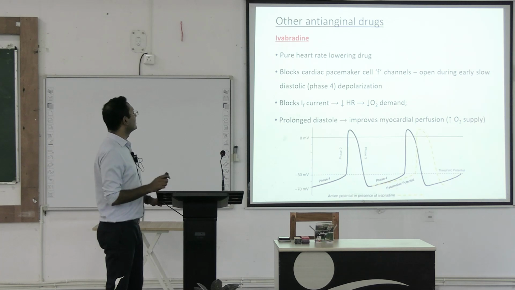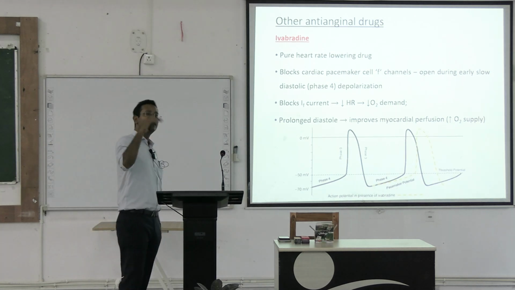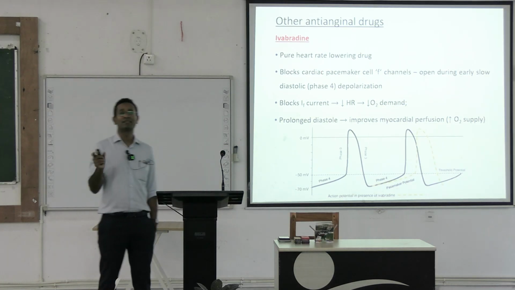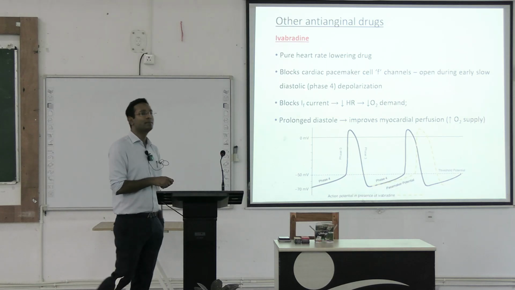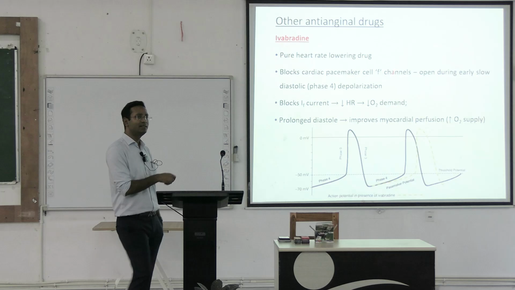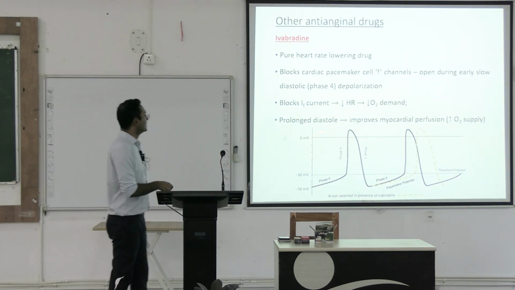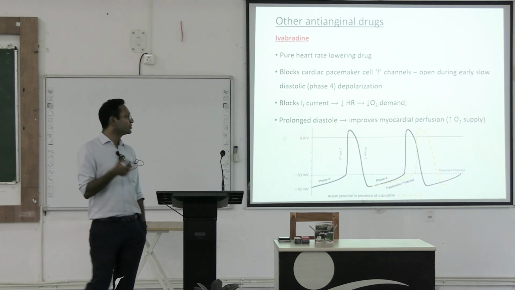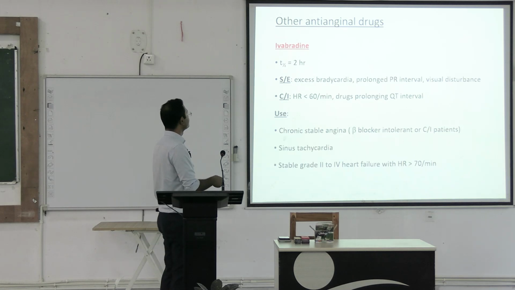The last drug is Ivabradine. It's a pure heart rate lowering drug. It blocks cardiac pacemaker cells' F channels, the funny currents, which open during the early slow diastolic depolarization phase. Blocking the funny currents decreases heart rate and oxygen demand, thus having a cardioprotective action. Prolonged diastole also improves myocardial perfusion, thus increasing oxygen supply to the myocardial tissue.